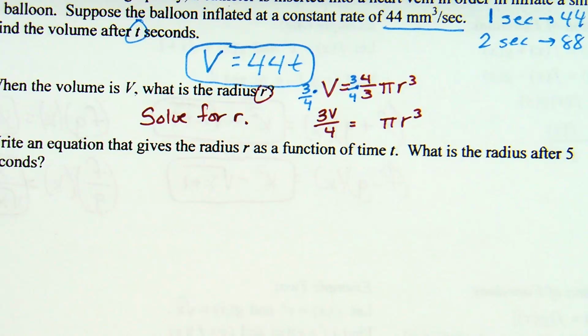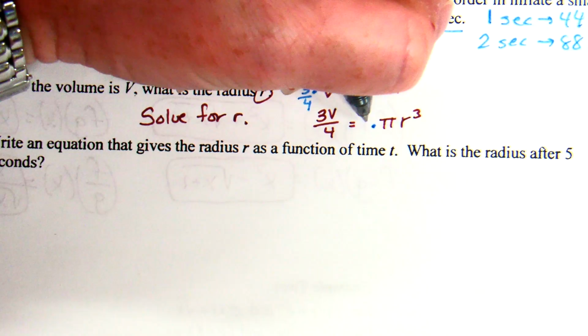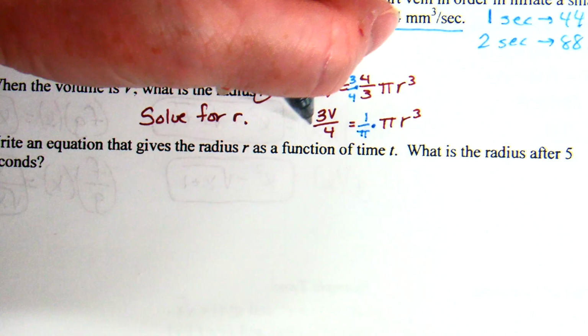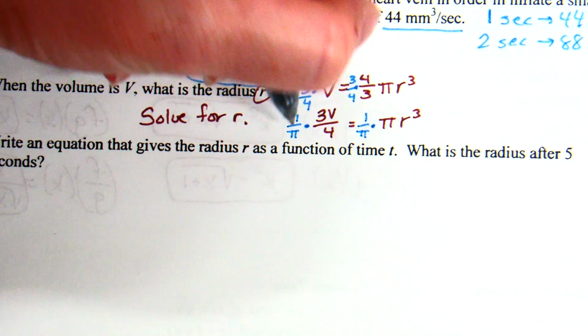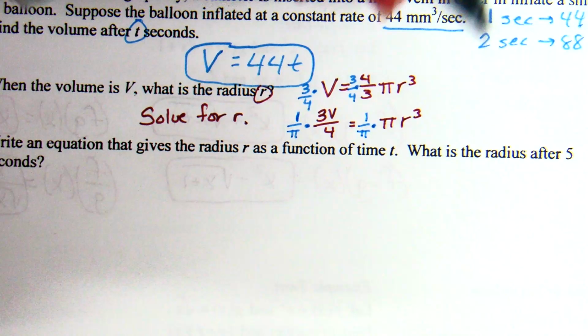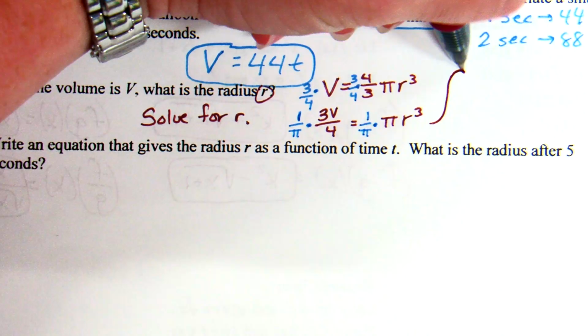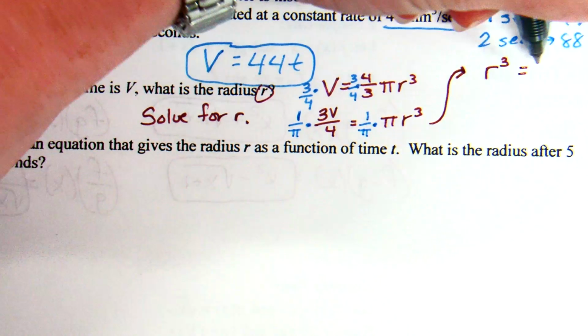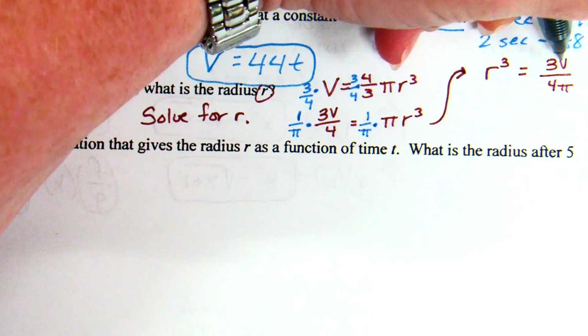1 over pi. So I'm going to take the route of let's multiply by 1 over pi. And again, I'm doing this because I already have a fraction over there. So if I multiply by 1 over pi, what do we have? 3v over 4 pi, and that is equal to r cubed. So I'm going to write r cubed equals 3v over 4 pi.